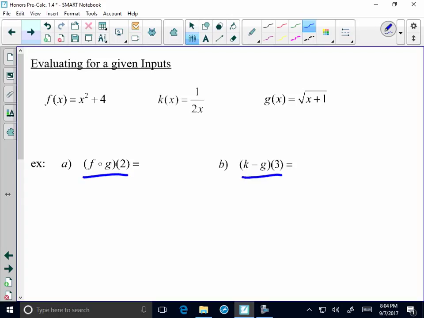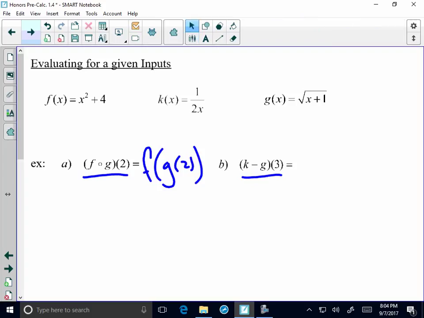So looking at A, we've got f of g of 2, like this, where we're basically applying g to the input 2 and then applying f to the number that we get for that g of 2, right? Now, the 2 ways we can do this is we can first evaluate g of 2 and then take that number and plug it into f, or we can take the composition and then plug 2 into that.